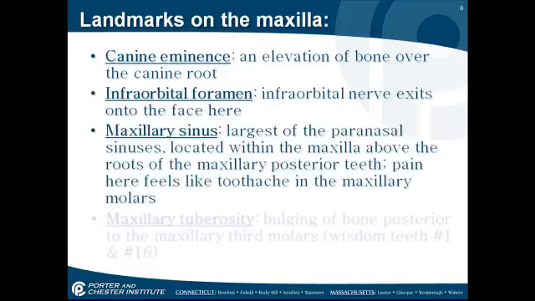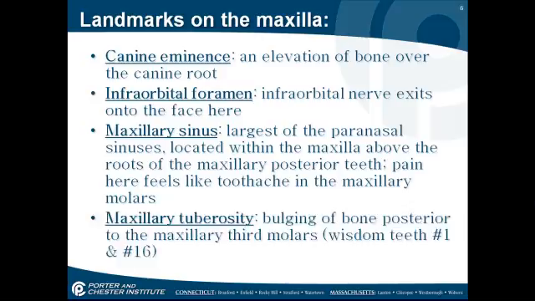Maxillary sinus, the largest of the paranasal sinuses, is located within the maxilla, above the roots of the maxillary posterior teeth. Pain here feels like a toothache in the maxillary molars. And the maxillary tuberosity, it's a bulging area of bone posterior to the maxillary third molars, teeth number 1 and 16.